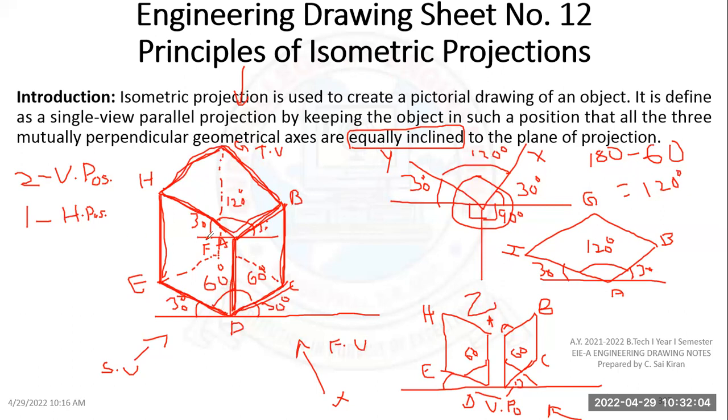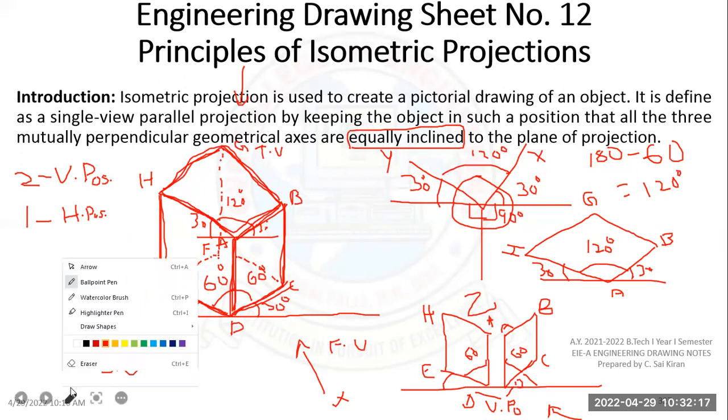And compulsorily you have to draw a horizontal line. If you draw the horizontal line, the internal angle is 120, so it will be 30 clockwise, 30 counterclockwise, 30 clockwise. Okay, so this is the basic introduction to isometric.